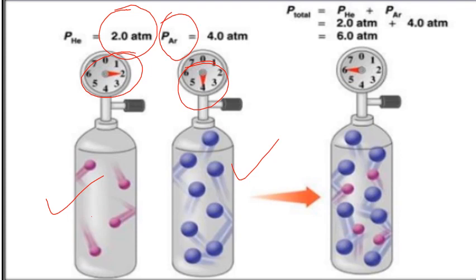Now we have the sum of both of these in one container. What about the total pressure within this container? Now you will add up both the individual or partial pressures, so the total pressure comes out as the needle is indicating, it will be 6, right?